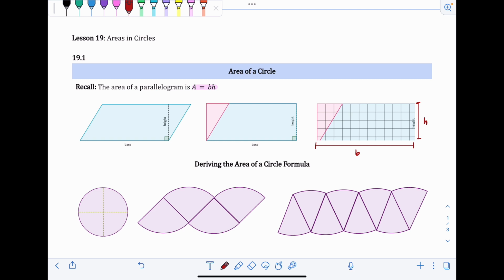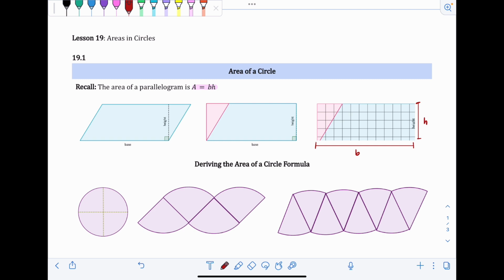You can technically count all the square units, but that would take a really long time. So instead of counting, we just multiply how many there are from side to side by how many there are top to bottom, base times height, and that'll give us the total amount of square units within that figure. So we're going to take that formula, that principle, and apply it to circles.